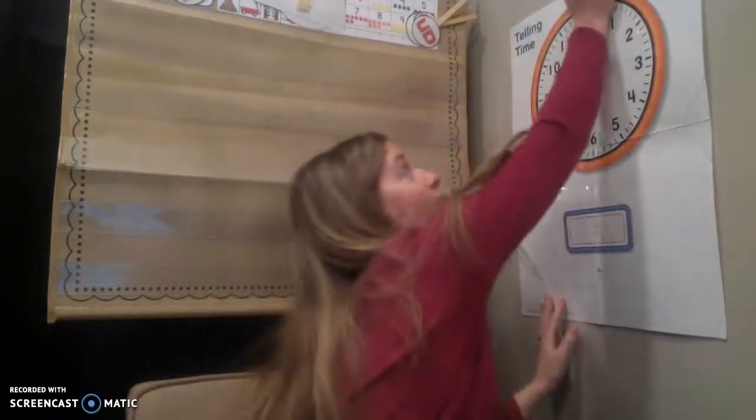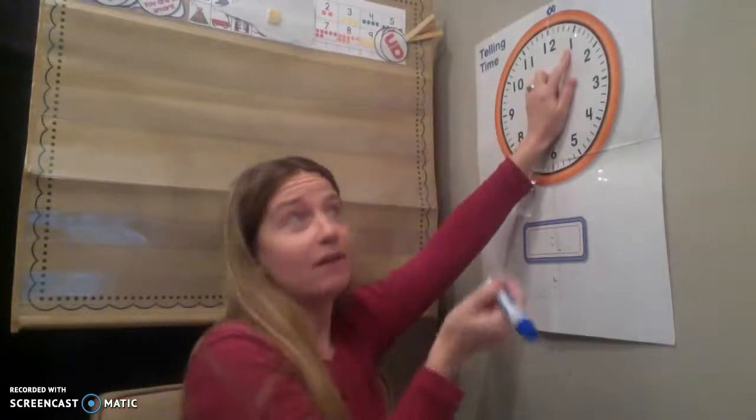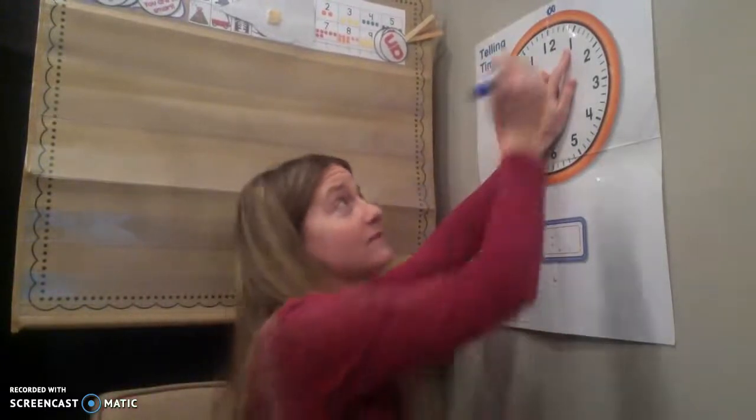So at the top, we have our 0. And I remember that says o'clock when we're telling the time. Then we count by fives. Ready, everyone? Count by fives as I write them.